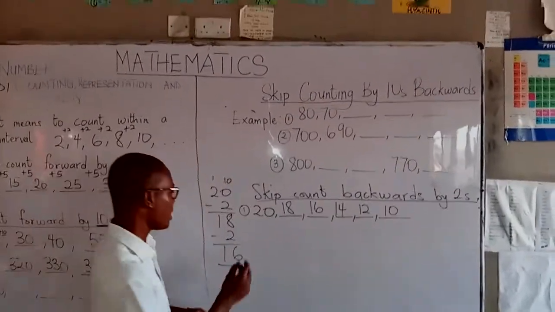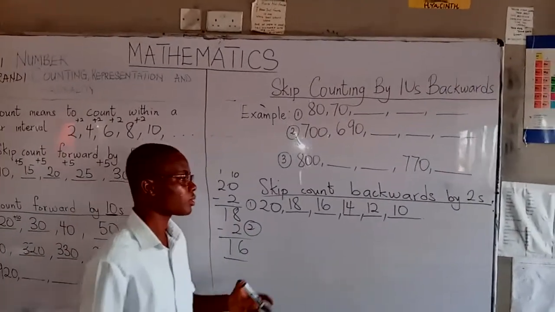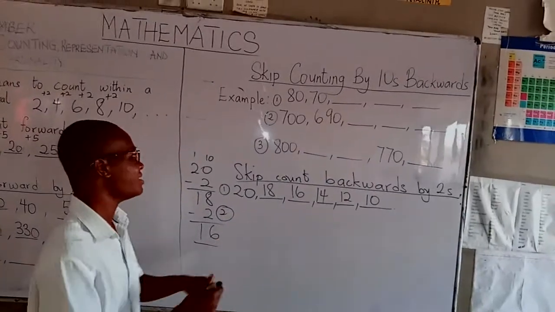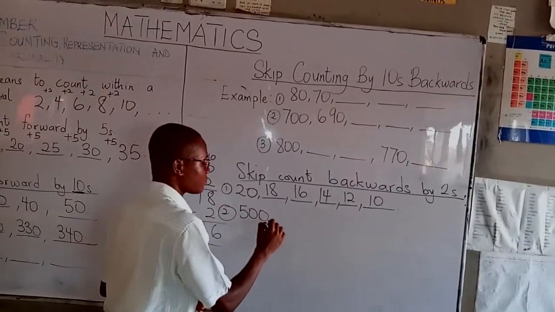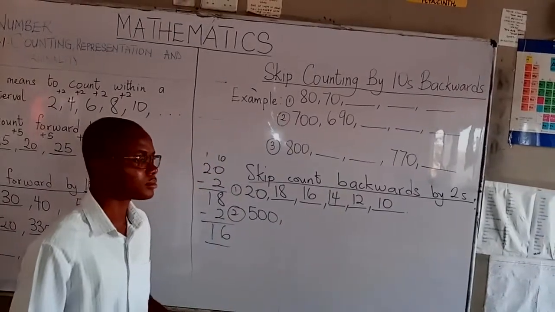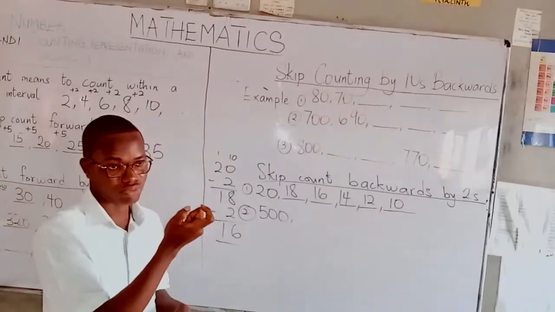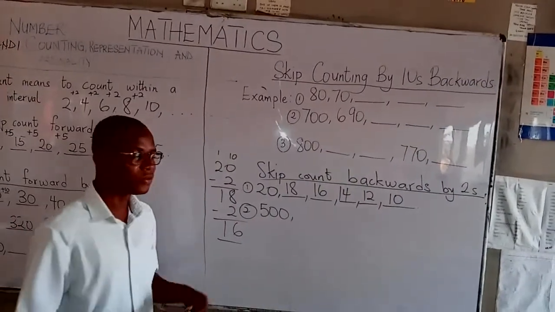Now, let's take another one again. Number 2. And we will take a number quite big a bit, but don't be scared. Like 500. What you are going to do is you are going to take 2 from it. Just 2. You have 500, and I'm taking 2 from it.